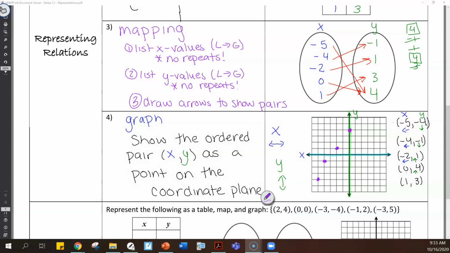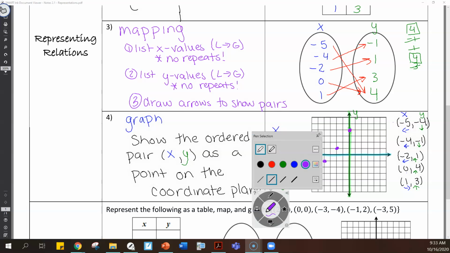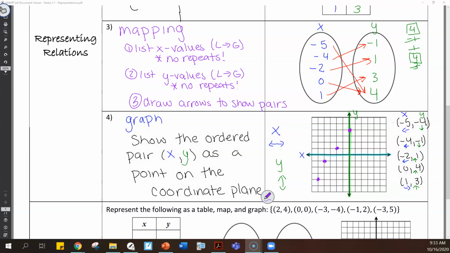All right. And then (1, 3). 1 tells me to go 1 to the right because it's a positive X value. 3 tells me to go 3 up because it's a positive Y value. So my point will be 1 to the right and 1, 2, 3 up.